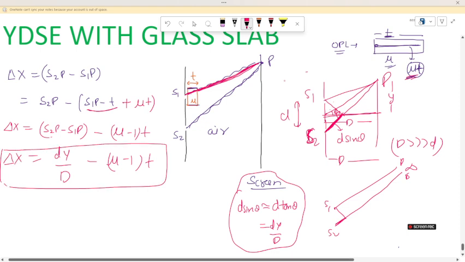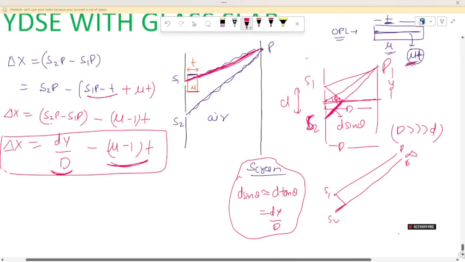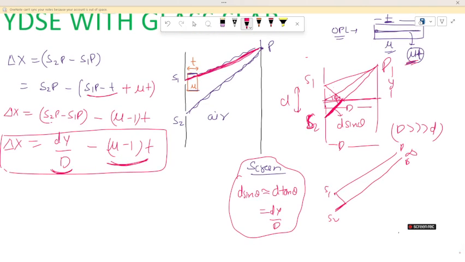So you can see that when no slab was there, this was the path difference only. When we have introduced a slab, the path difference changes and becomes this. So this is the extra factor.